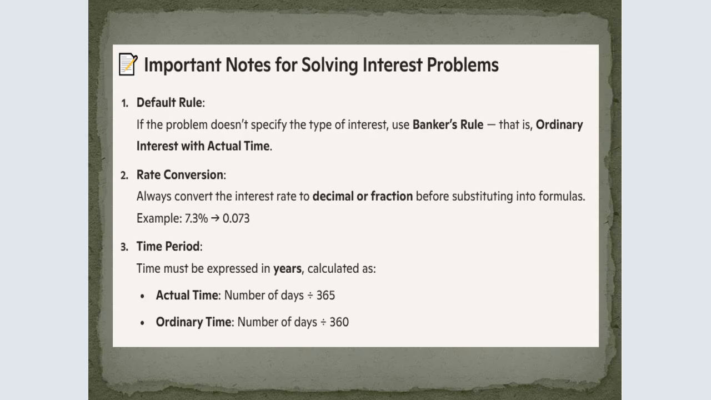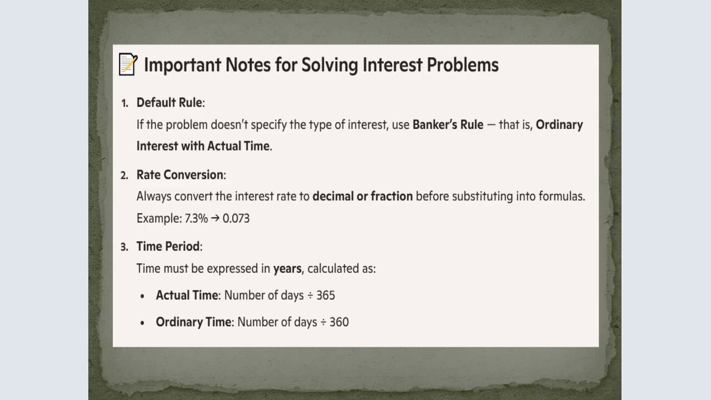So, important notes for solving interest problems. Default rule: if the problem doesn't specify the type of interest, use Banker's rule. That is, ordinary interest with actual time. The rate conversion: always convert the interest rate to decimal or fraction before substituting into the formulas. Example, 7.3% is equivalent to 0.073.